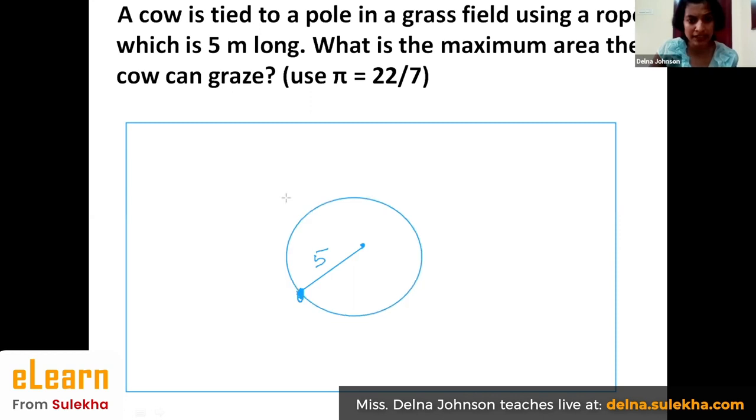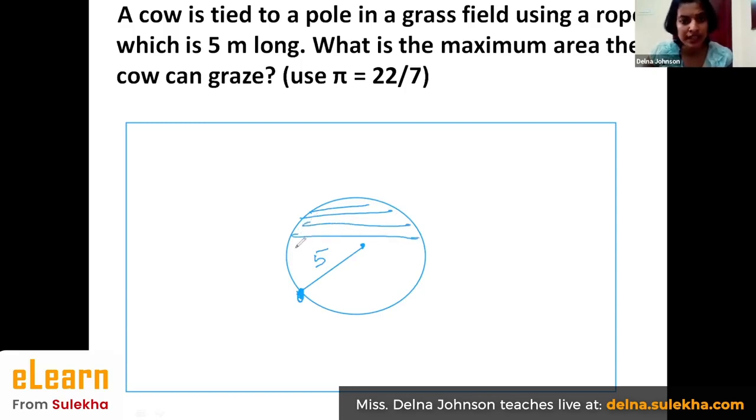So I'll say like this. Here the center is here, and then the radius is 5. You need to find this shaded region, which is the area the cow can graze.